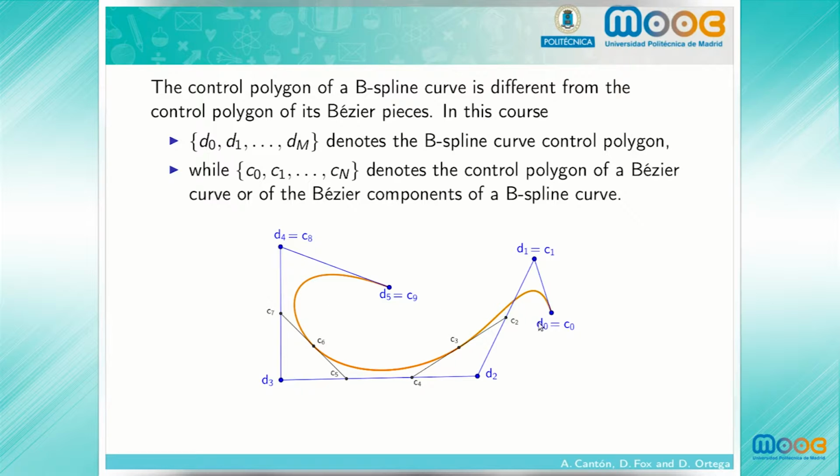In this course, d sub 0, d sub 1, d sub 2, up to d sub m denote the control coefficients of the B-spline curve control polygon, while c sub 0, c sub 1, c sub 2, up to c sub n denote the control coefficients of the control polygon of a Bezier curve, or of the Bezier components of a B-spline curve.